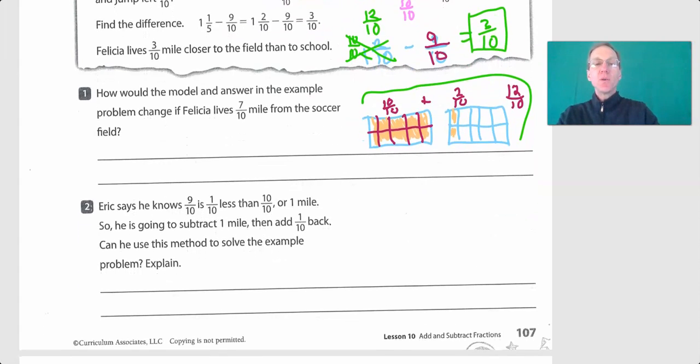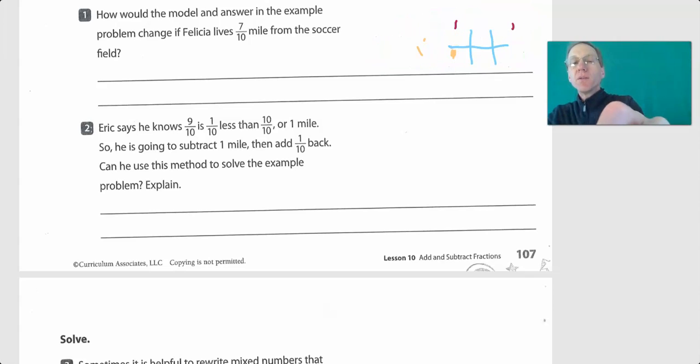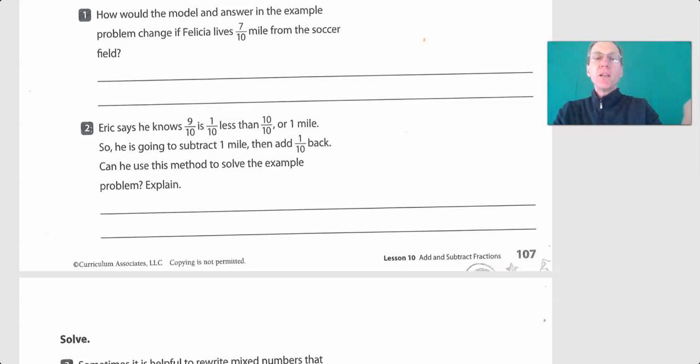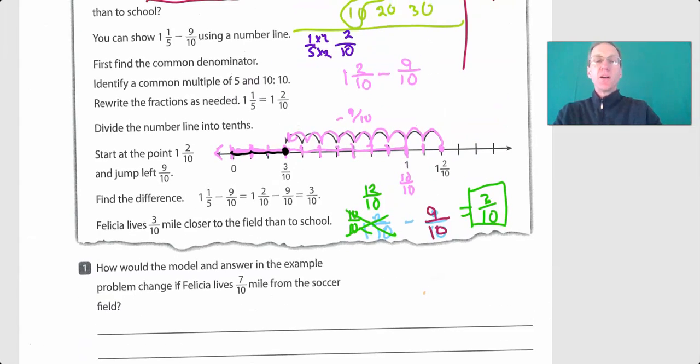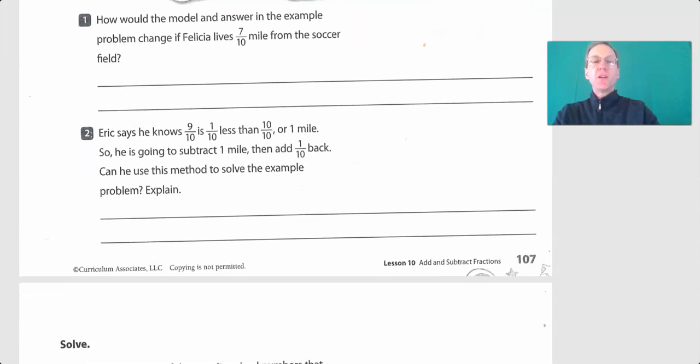Okay, let's just look at this next one here. I'll get rid of that. Again, you can stop, go back, get these notes. Okay, let's get something a little darker here. How would the model and answer in the example change if Felicia lived 7/10 from the soccer field? If she lived 7/10 instead of, how far was she from the soccer field? Oh, 9/10. How would the model and the answer in the example change?